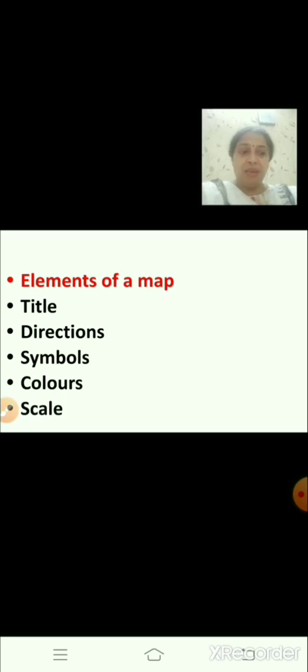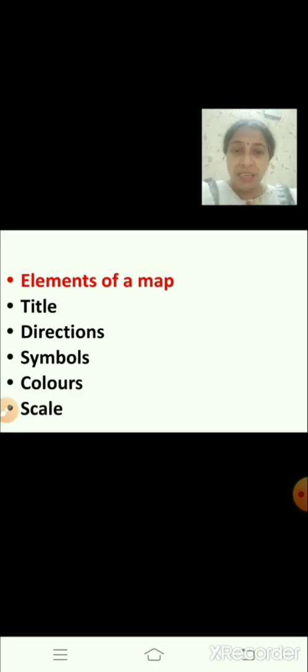Symbols. Certain standard symbols are used to show features and places on a map. Scale. Yes, a map rarely shows the actual distance between places. So distances are shrunk so that the area being mapped can be fitted on a piece of paper. So to do it accurately, maps are drawn to a scale. So now we will learn to locate places.